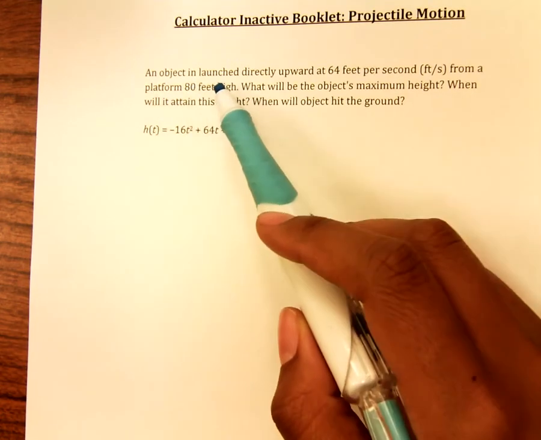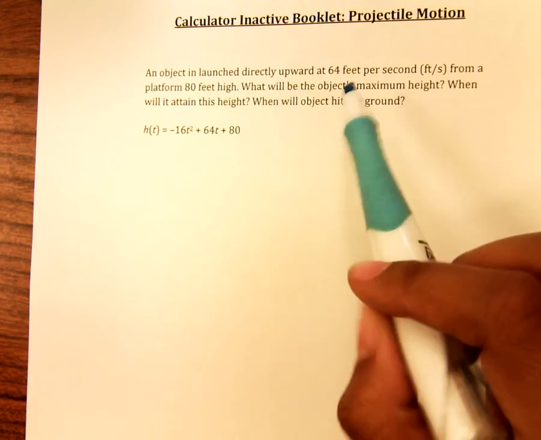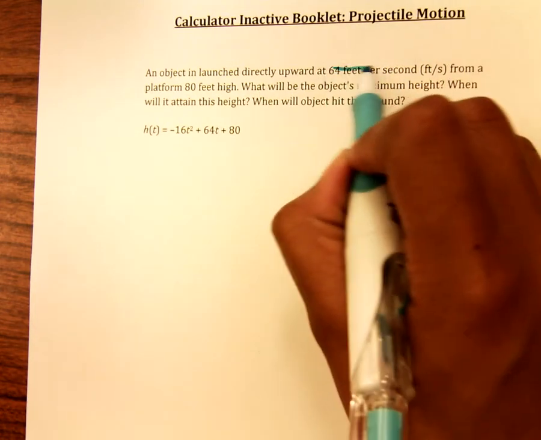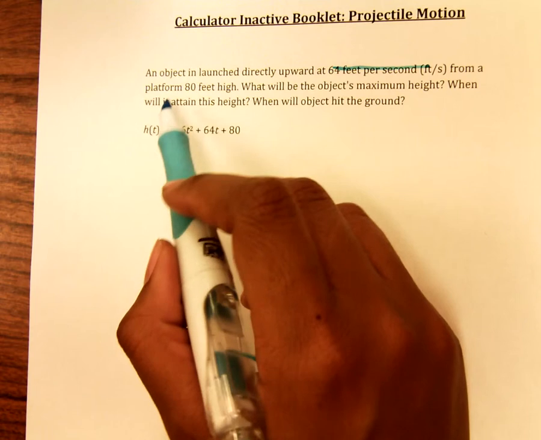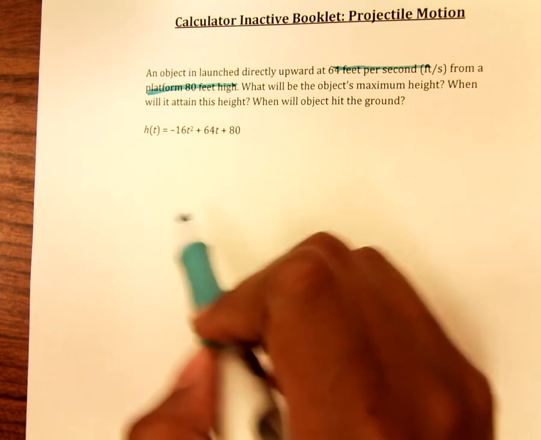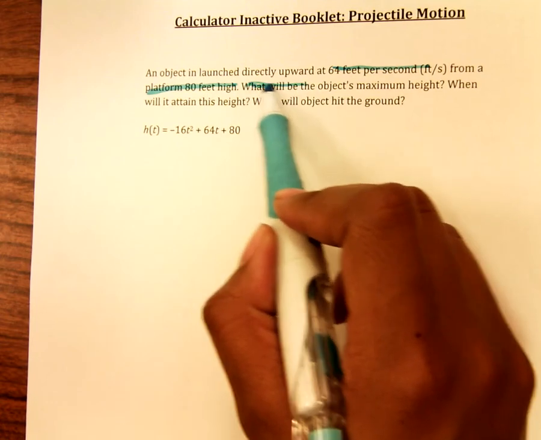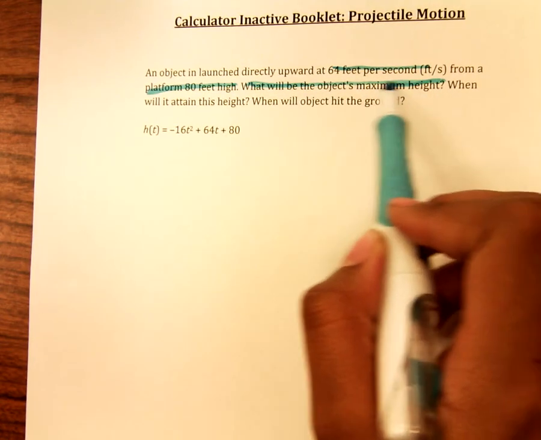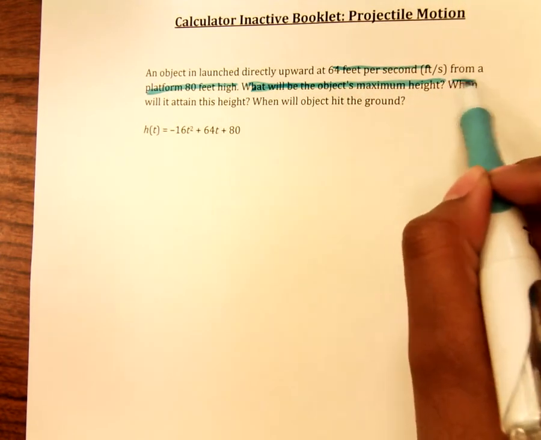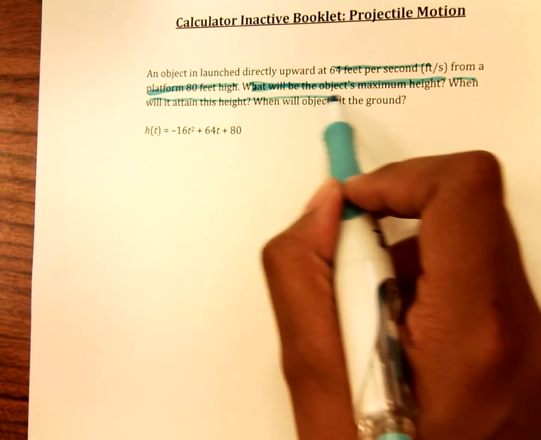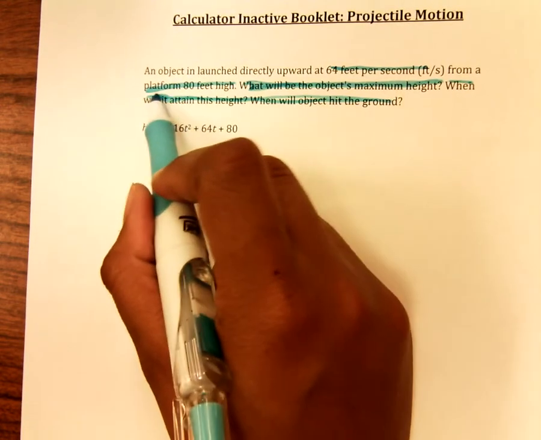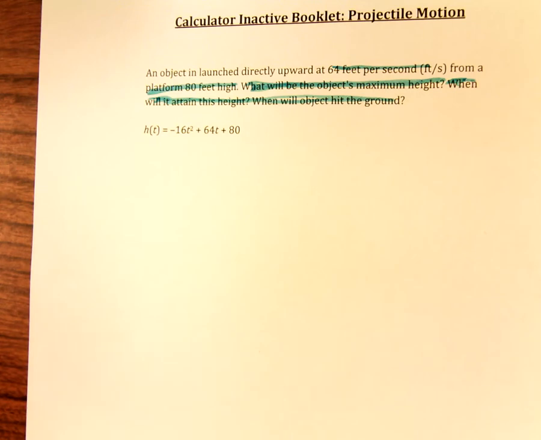An object launched directly upward at 64 feet per second from a platform 80 feet high. What will the object's maximum height be? I'm going to highlight this because this is my question. When will it attain this height? When will the object hit the ground? Go back and make sure I have this highlighted nice and low. I'm also going to actually go back this time and underline my keywords in my question.